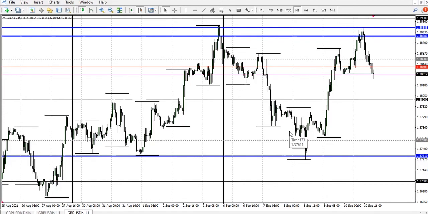All right, so hopefully this can help you plan for your week. Feel free to backtest it, how many times it actually works.